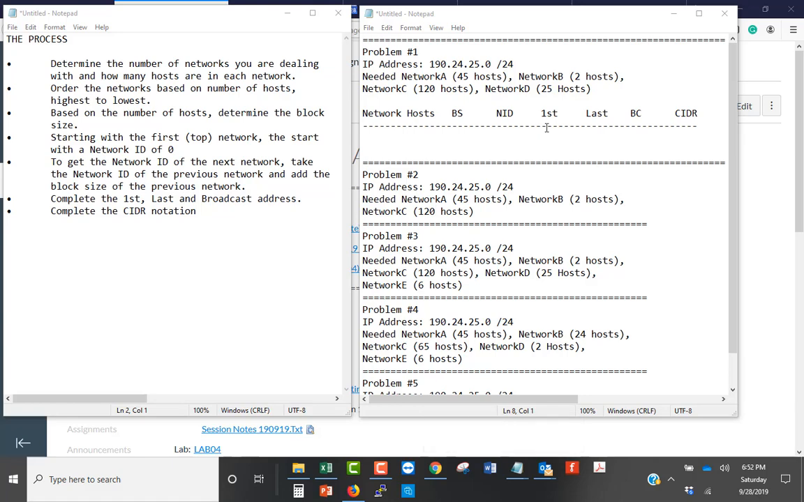Okay everybody, in this video we're going to be reviewing the problems in the worksheet for the variable length subnet mask problems. On the right here I have the process that was written down at the top of the document, and then the problems are on our right hand side. So let's get started with the first one.